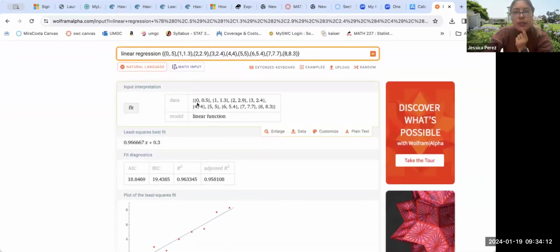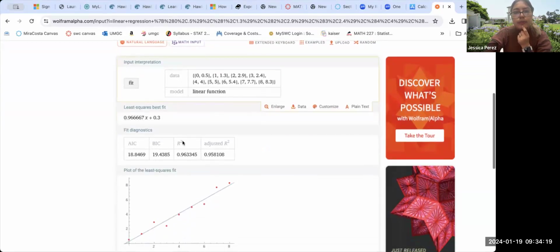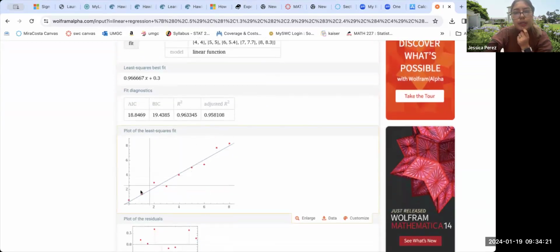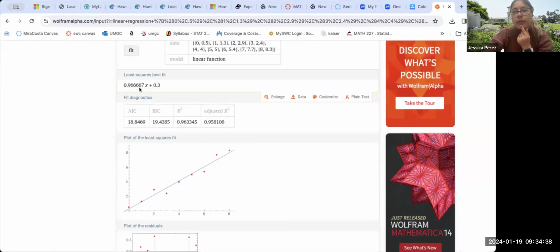So there's the data: 0, 0.5, 1, 1.3, 2, 2.9. I want a linear model. So there is how it looks on the graph. And then here is the best fit, 0.996. Usually your TI will approximate this linear regression and estimate it to 0.97, so it's 0.97 plus 0.03.